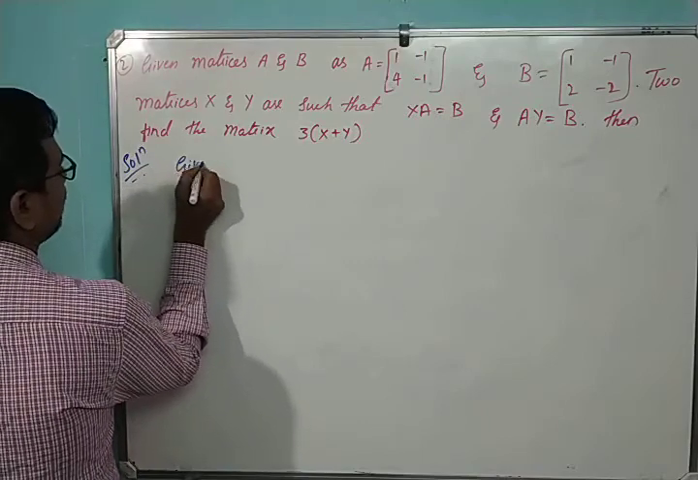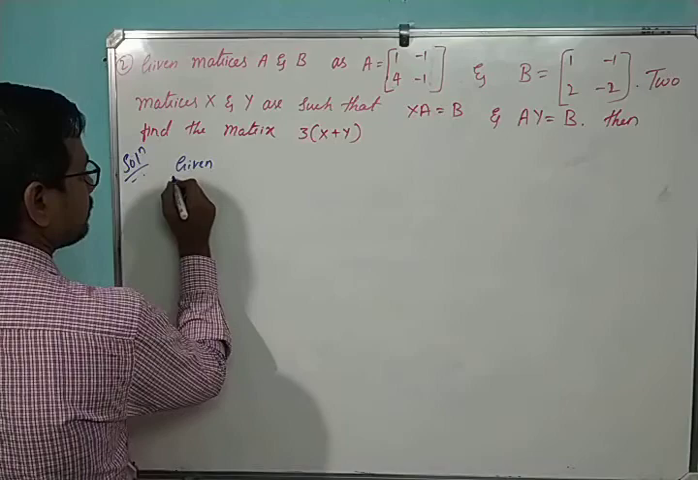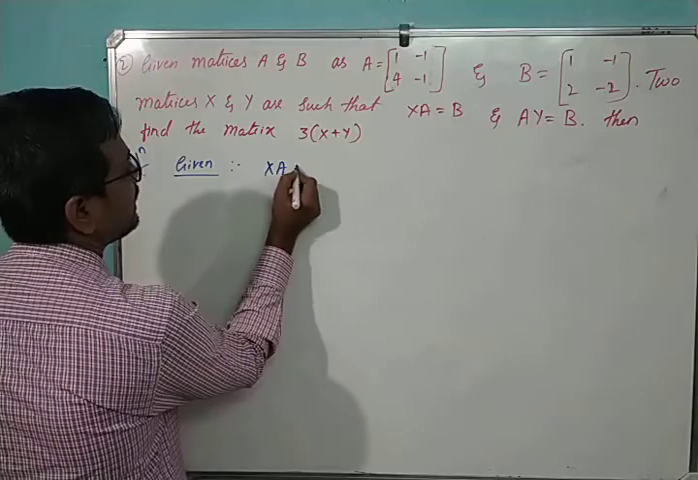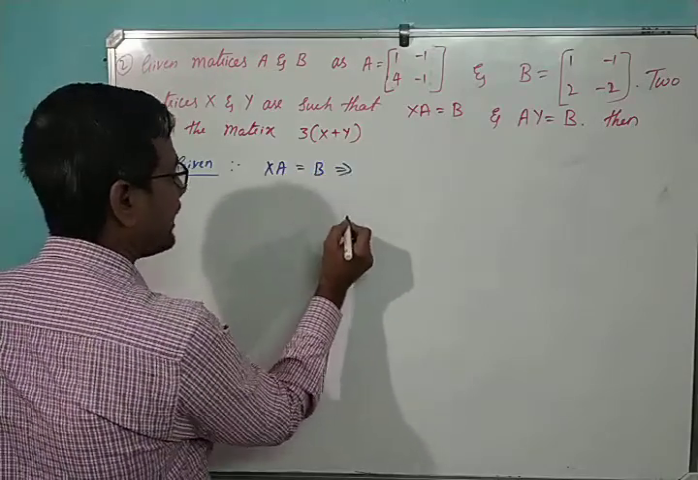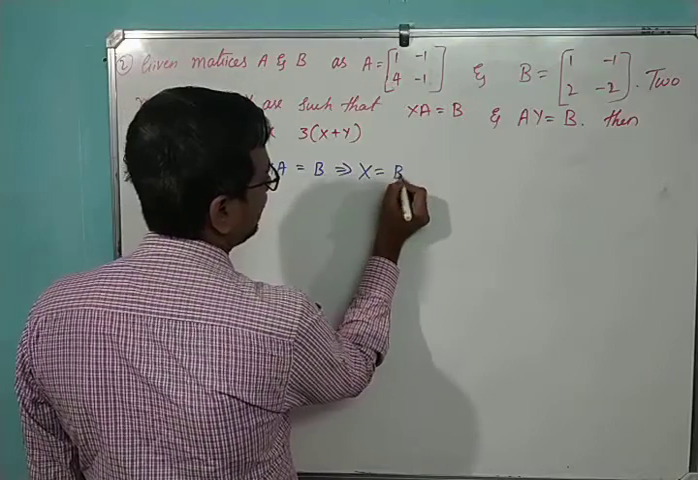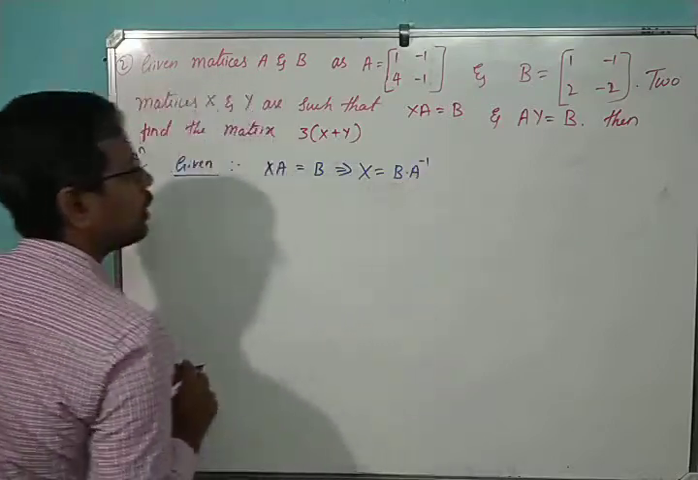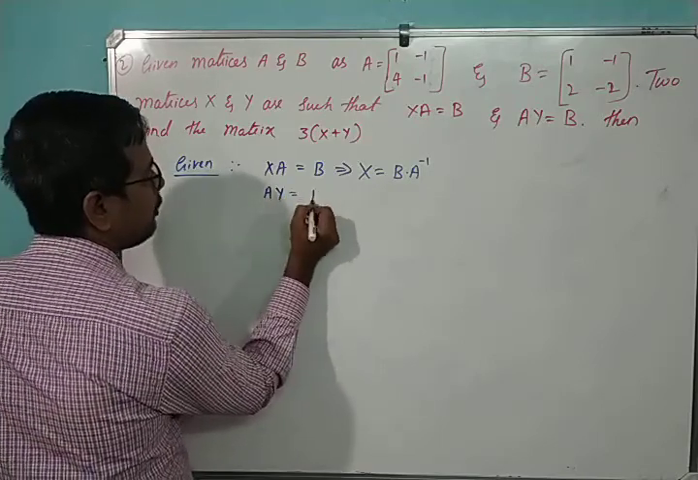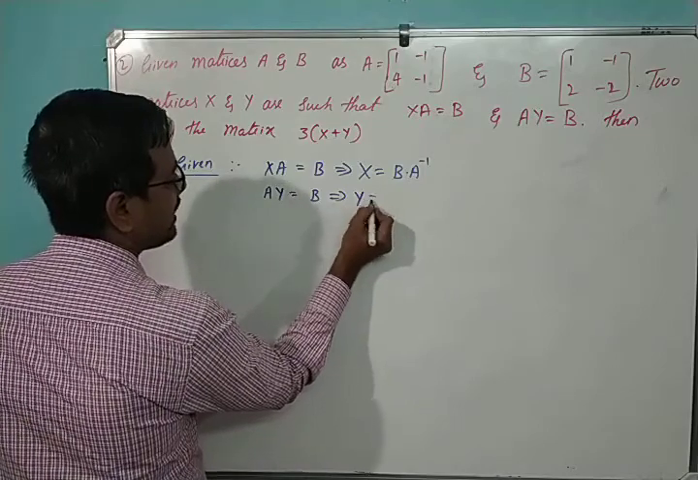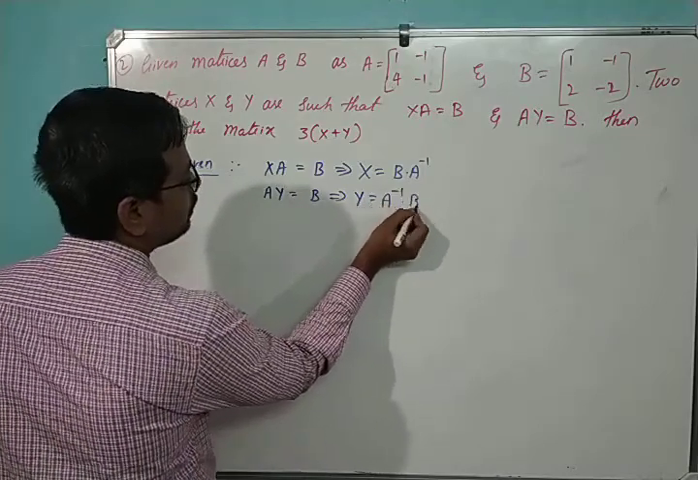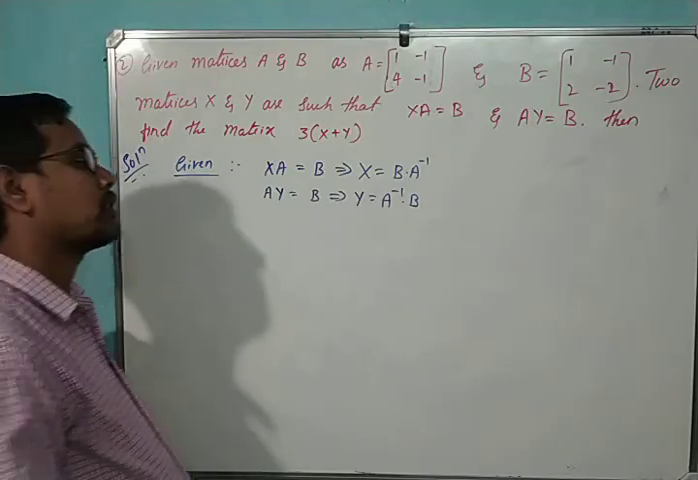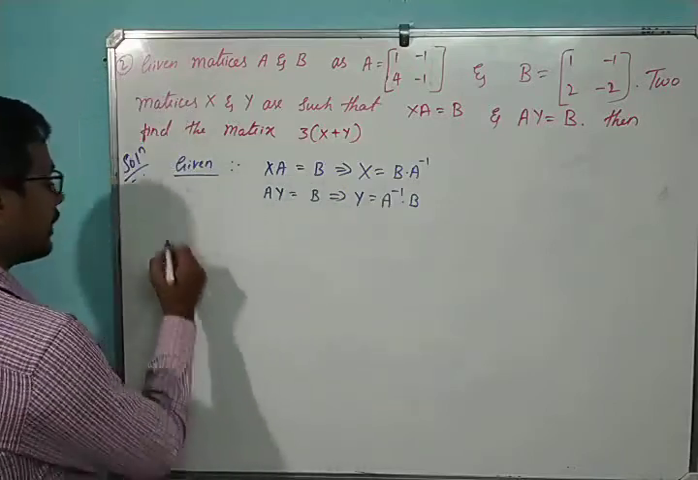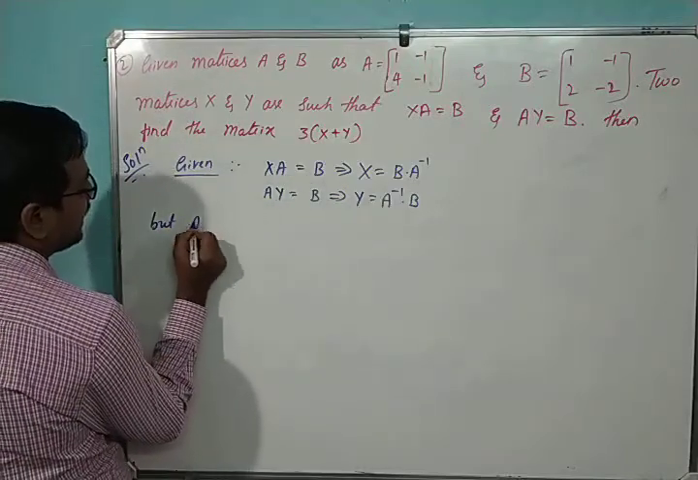Given is X into A is equal to B. So I can write X as equal to B into A inverse. And A into Y is equal to B. So I can write Y is equal to A inverse into B. Alright, so these two things I can write. But to calculate X and Y, I need A inverse. Right. But what is A inverse?